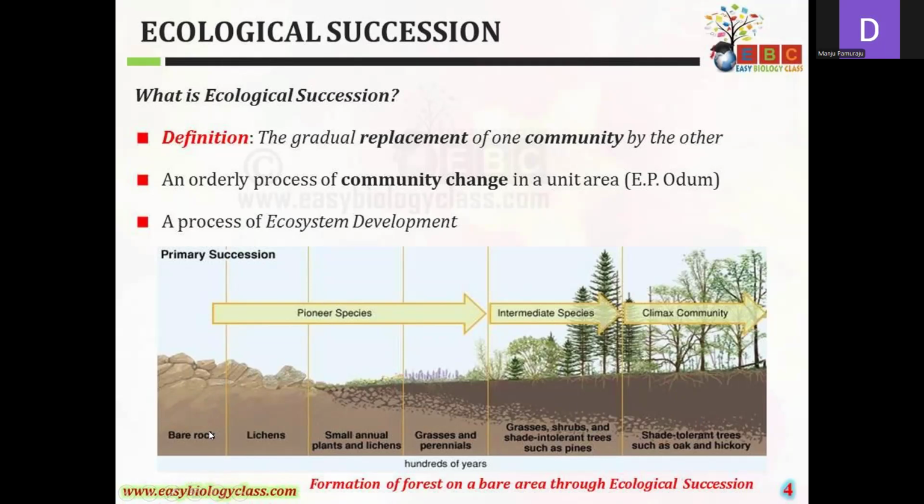During this process, changes occur in the area. First it is a bare rock area, but finally soil formation occurs. So it is an orderly process. The first organism which occupies the bare area is called the pioneer species. Next it is followed by intermediate species, and finally the climax community is formed.